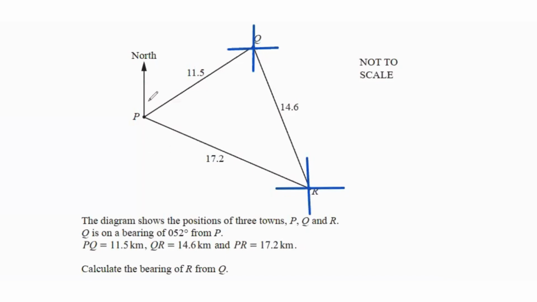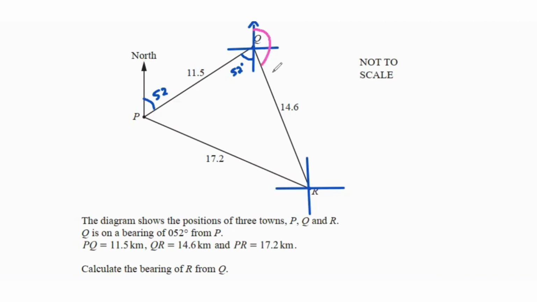So Q is on a bearing of 52 from P, which means this part will also be 52, because in parallel lines, alternate angles are equal. PQ is acting as a transversal between the north of P and the north of Q, which are two parallels. So these two become alternate angles. Then, calculate the bearing of R from Q. So basically they're asking us to find this angle.